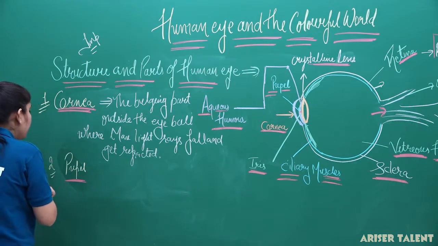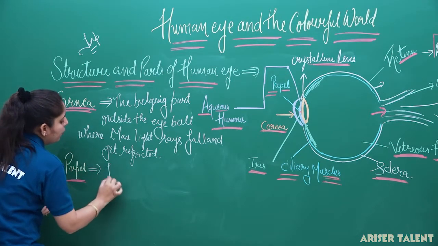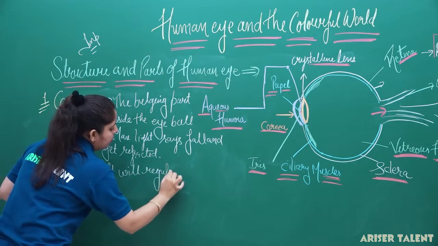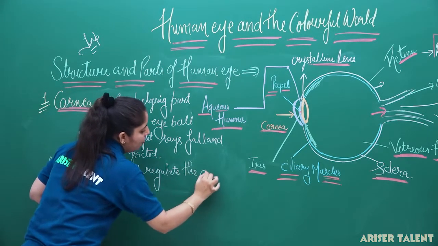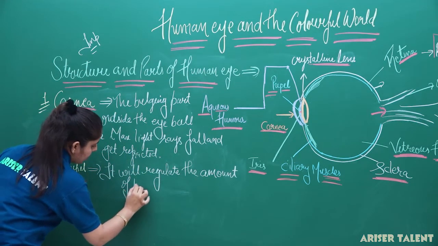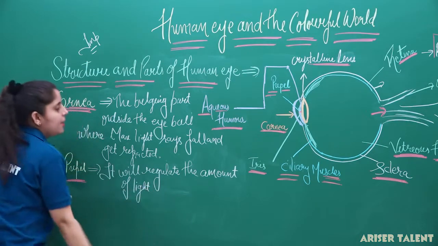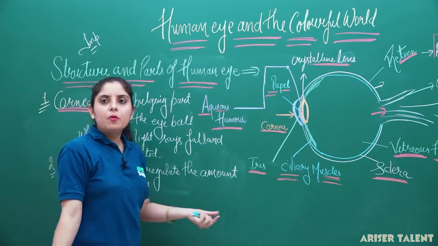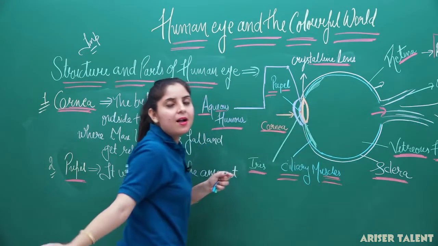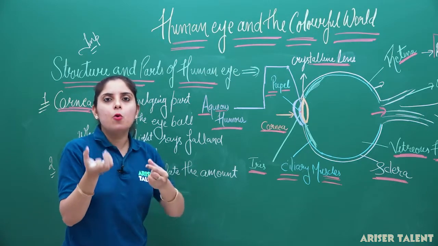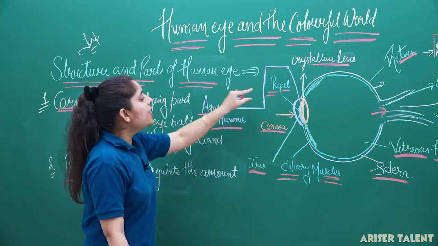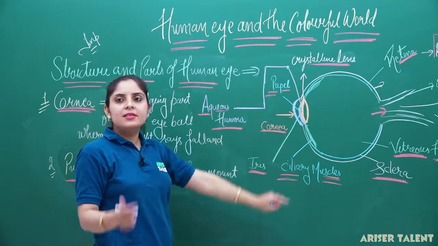Now what does the pupil do? It will regulate the amount of light. If it is regulating the amount of light, you can see that it is situated just behind the cornea, and it is a hole, or a circular part, situated behind the cornea. Now, in this pupil, you can see that there is a hole.